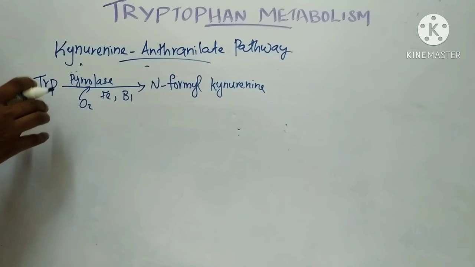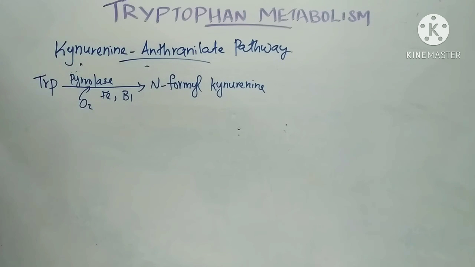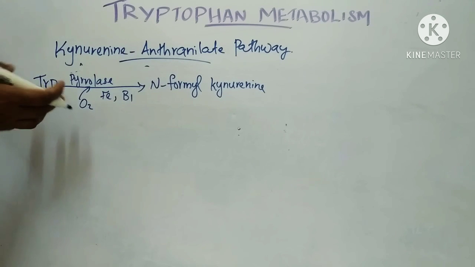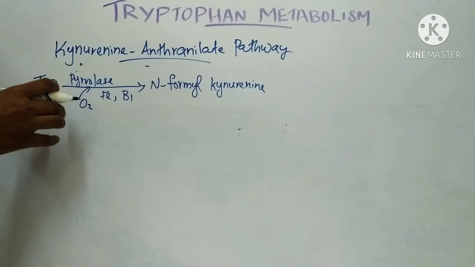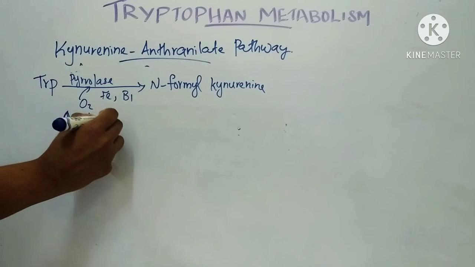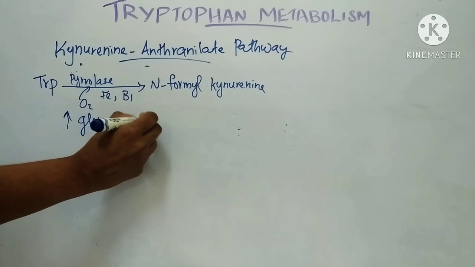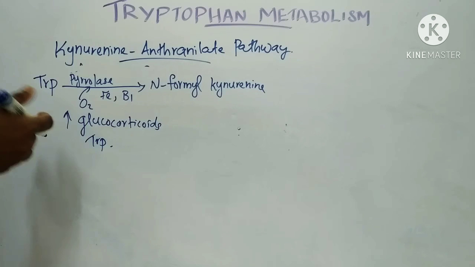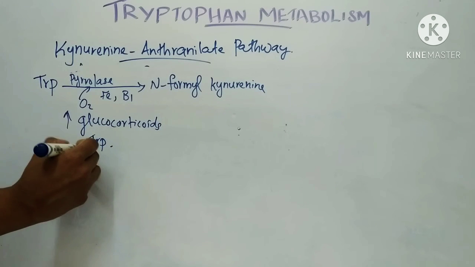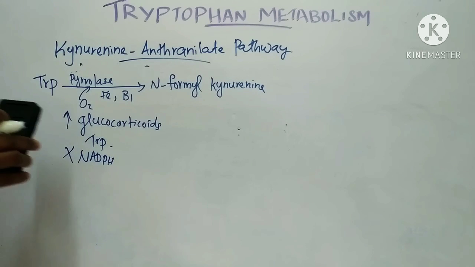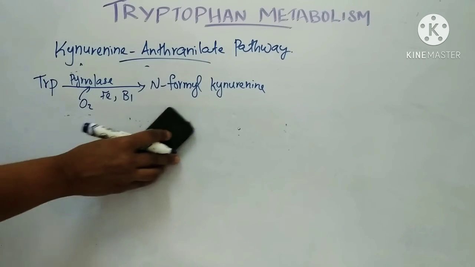This enzyme is an iron porphyrin metalloprotein. It is an inducible enzyme in the liver. Its synthesis is increased by glucocorticoids and also by tryptophan. Then this enzyme is feedback inhibited by NADPH. So this is the first enzyme, tryptophan pyrrolase. This is the first step.